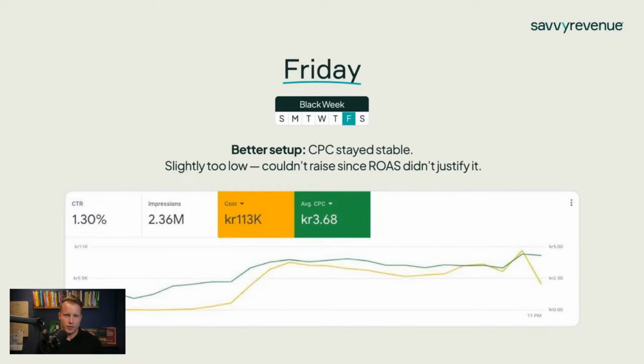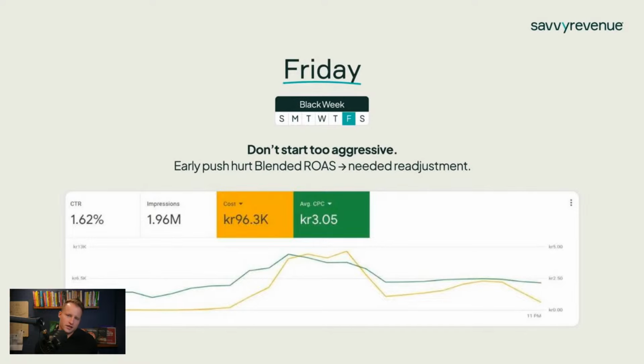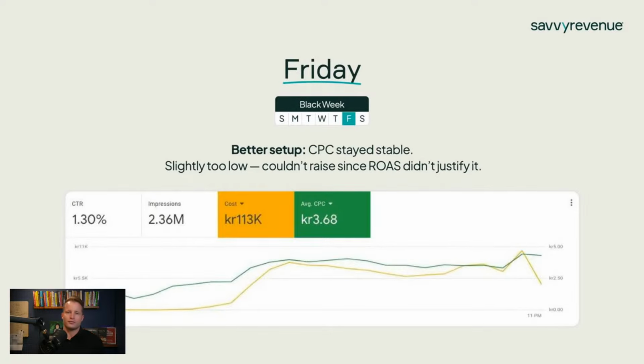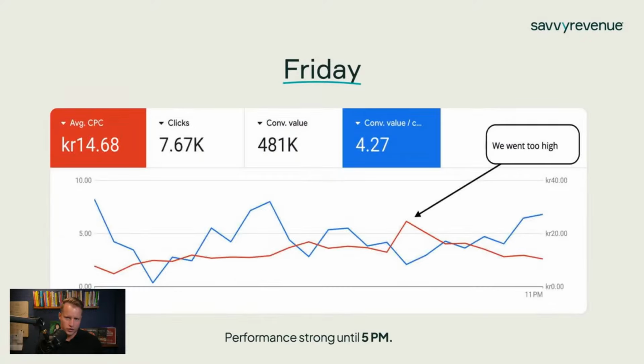So this is a better example. The CPC stayed borderline stable. Costs went up a little bit during the night, but we didn't raise CPCs or bids enough because the overall ROAS couldn't justify it. So we're a little bit behind here, but it's better. This was a better example than this. This was a horrible example. This is okay, but you could argue that we were a little bit too aggressive too early because we never got to spend more. And you can see towards the end when we're spiking, on the green here, we're increasing CPCs because we're noticing we're not getting the lift we're supposed to get. Then we also get a spike in cost and in traffic at this point in time, but it's too late. At 10 o'clock at night, it's already too late.